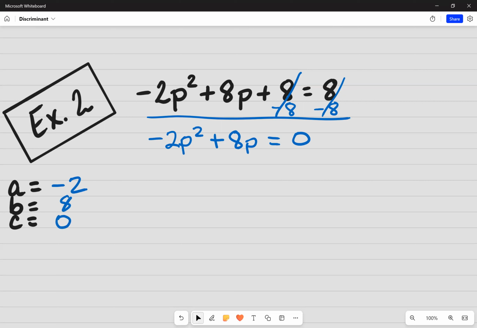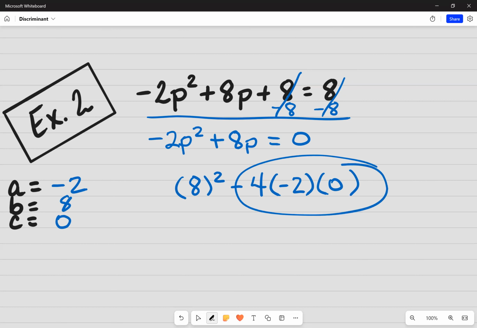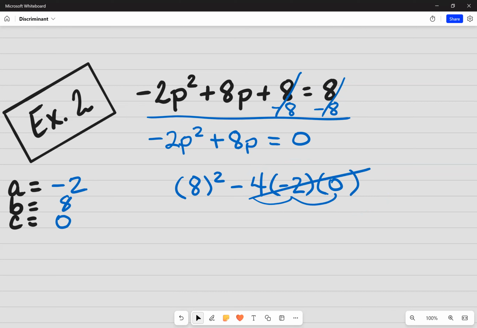So I'm just going to substitute into my formula. B squared, so that's 8 squared, minus 4, that's part of my formula, times a, which is -2, times c, which is 0. Well, over on this side, if I ever see a 0, I automatically know that entire side is going to just go away because 0 times anything is 0, right? So 8 times 0 is 0. So all of that goes away, and I'm just left with 8 squared, which is 64.